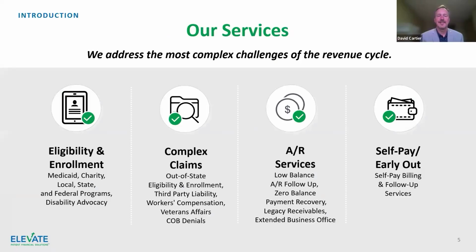All right, next slide. Just a quick overview. When I mentioned eligibility and enrollment, that's working with self-pay patients, getting them on, including out-of-state patients. We work under complex claims with out-of-state, what we're going to be talking about today. Also, third-party liability, workers' comp, veterans, and COB denials. Our AR services, full suite of billing follow-up, and then also self-pay early out. All of our services are built around working with patients, finding ways to help manage the process, and turning over every stone to help streamline the process for both patients and our partners.